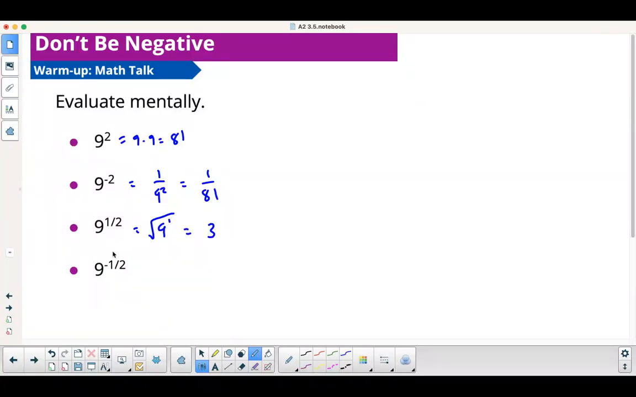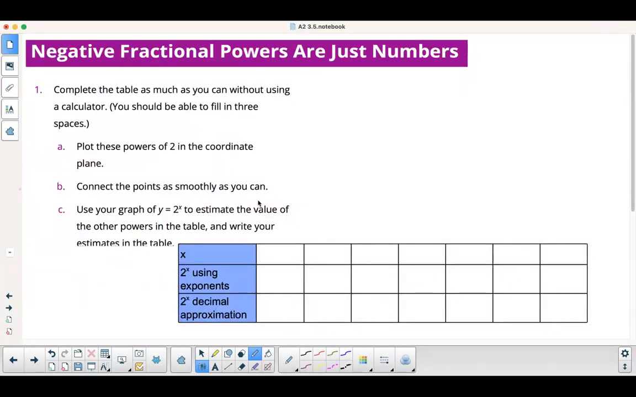And then 9 to the negative 1/2. Well, I'm kind of going to use these two things put together. I'm going to say, okay, well, 1 over 9 to the 1/2 gets rid of the negative. And then it's 9 to the first square root. So square root of 9 is 3. So it's going to be 1 over 3. So that's what we're doing today. Complete the table as much as you can without using a calculator. You should be able to fill in 3 spaces, okay?